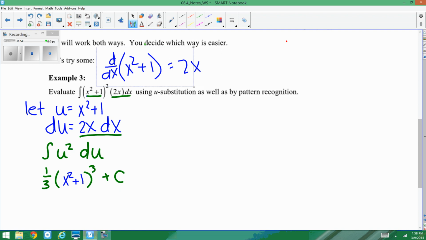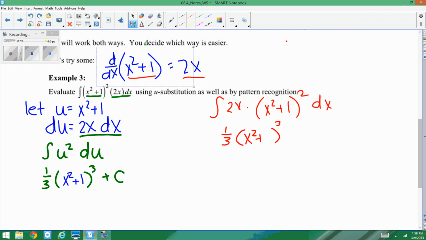Okay, how you do this is you notice that 2x is the derivative of this inside function. And that inside function is something squared. All right, I'll just rewrite it again. So we have that's the derivative of this inside function, and that inside function is just something squared. So now you just use the power rule. Add 1 to the power, divide by the new power, and you get x squared plus 1 cubed over 3. And don't forget your plus c.